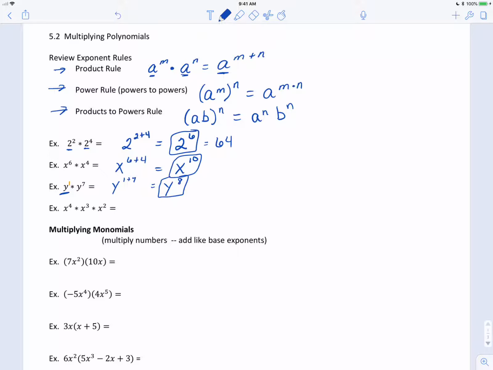Now, even if we have more than 2, as long as these bases are all the same, we are still just going to add all those exponents. And 4 plus 3 plus 2 is 9.